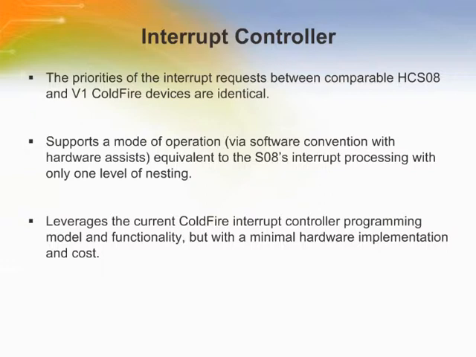The ColdFire processor architecture defines a 3-bit interrupt priority mask field in the processor's status register. This field and the associated hardware support 7 levels of interrupt requests, with the processor providing automatic nesting capabilities.